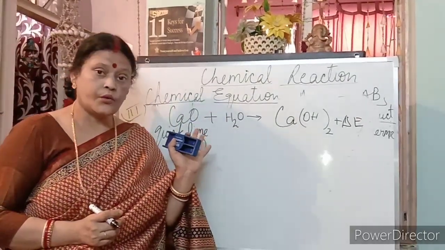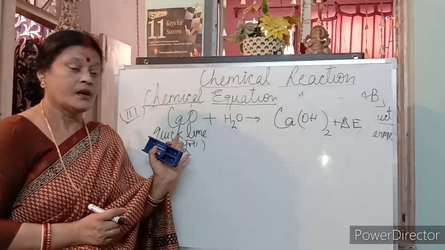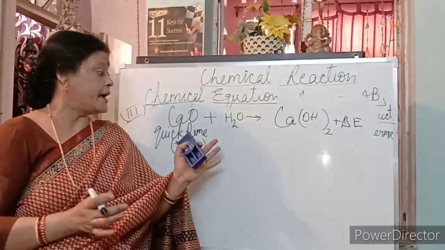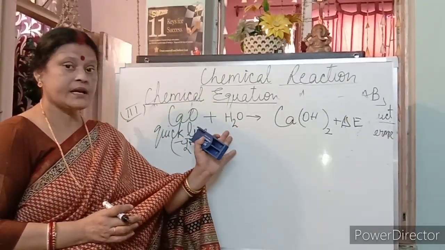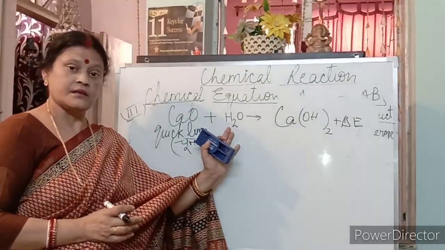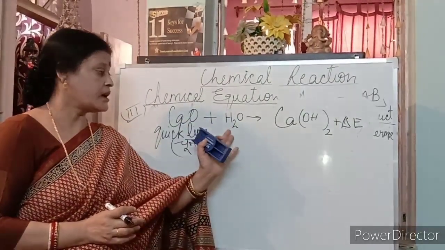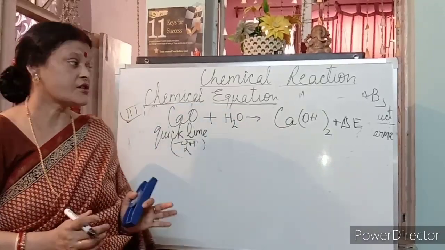Now, quicklime, when we bring it in our gunny bags and take one drum filled with water, and when we add this quicklime to that water, we will get calcium hydroxide.